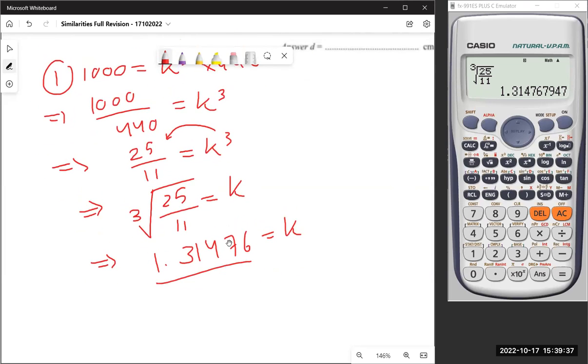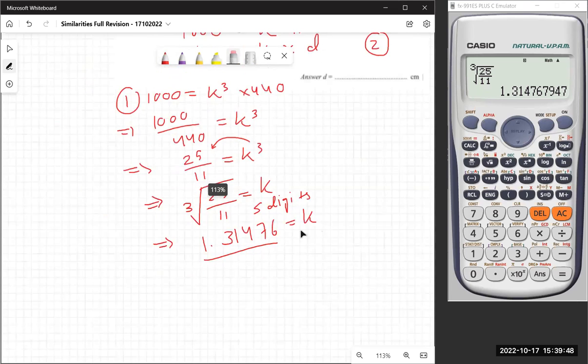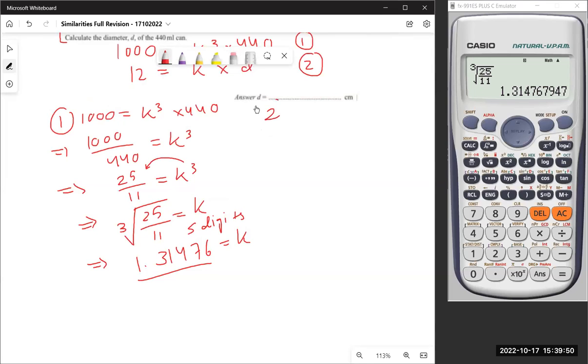Now, whenever you're writing this part, try to take at least 5 digits. Okay? Don't take just 2 digits here in the answer. Take 5 digits because this is the calculation part. Now, what is the second? Look at the second equation.